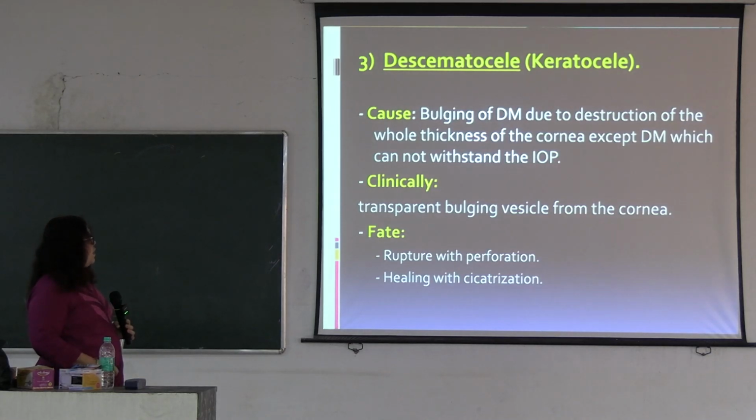And if the pressure is very high and the patient is sneezing, coughing, or straining due to stool, in that condition this descemetocele also bursts, and that is called a perforated corneal ulcer. So a descemetocele has two fates. First, it may rupture with perforation, and second, if the pressure is not raised, normal or below, then healing occurs and cicatrization occurs.